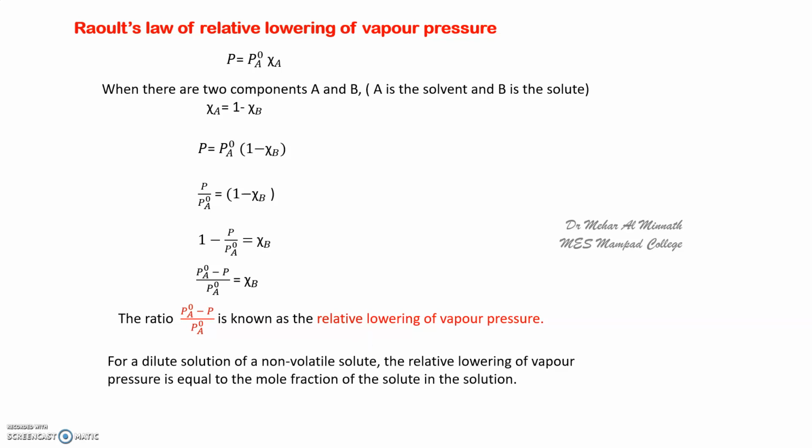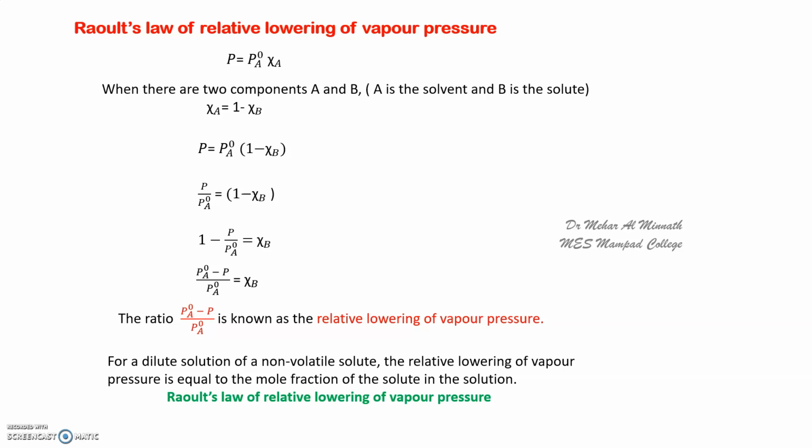Alright. Now, for a dilute solution of a non-volatile solute, the relative lowering of vapor pressure is equal to the mole fraction of the solute in the solution. That is what the last expression, the expression which we have arrived at, depicts. Okay, so the relative lowering depends upon the mole fraction of the solute, while the lowering of vapor pressure depends upon the mole fraction of the solvent that we have seen earlier. So this is Raoult's law of relative lowering of vapor pressure. For a dilute solution of a non-volatile solute, the relative lowering of vapor pressure is equal to the mole fraction of the solute in the solution.